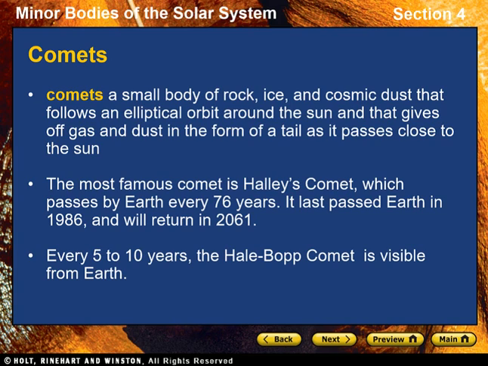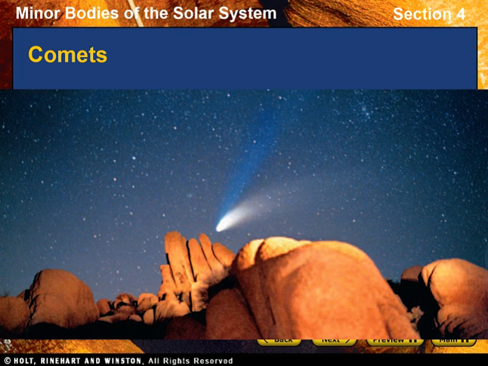Comets. Every few years, an object that looks like a star that has a tail is visible in the evening sky. This object is a comet. Comets are small bodies of ice, rock, and cosmic dust that follow highly elliptical orbits around the Sun. The most famous is Halley's Comet, which passes by Earth every 76 years. It last passed Earth in 1986 and will return in 2061. Every 5 to 10 years, another very bright comet will be visible from Earth. Comet Hale-Bopp, shown on the screen here, was particularly bright and spectacular as it passed by Earth in 1997.